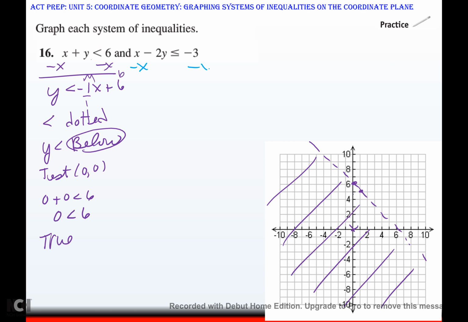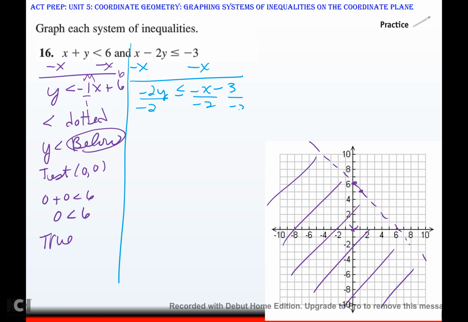So I'm going to minus x. I get negative 2y is less than or equal to negative x minus 3. Divide by negative 2, which is going to flip my inequality. That cancels. Y, negative 1 divided by negative 2 is positive 1/2 x. Negative 3 divided by negative 2 is positive 1.5. So I'm going to look for 1.5. Not there. The monkey says go up 1 over 2. Bar means connect solid.